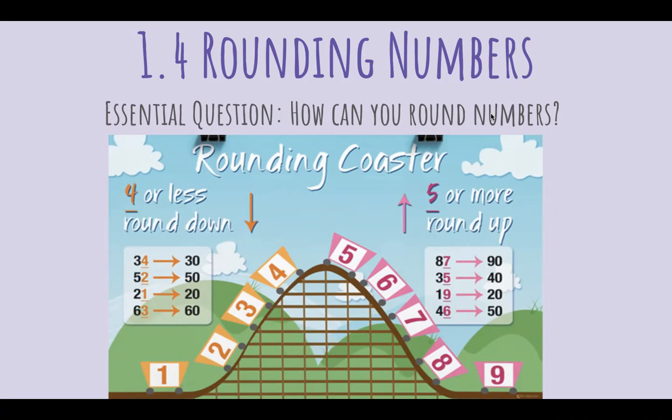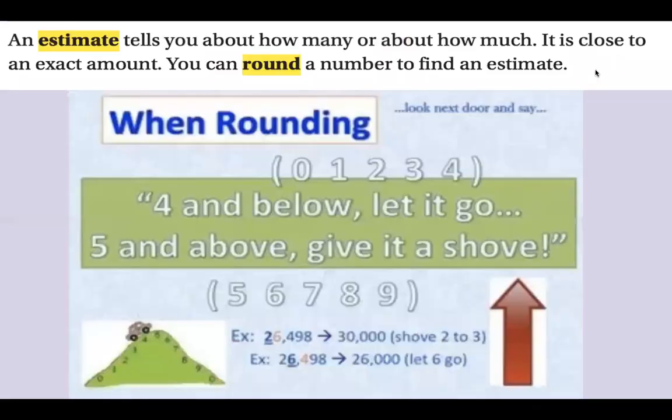If I had to figure out roughly how much a number is, I could round up if it's closer to the higher number, or I could round down if it's closer to the lower end of the number. We'll talk about that more in a second. So thinking about how we estimate, an estimate tells you about how many or about how much. It is close to an exact amount, and you can round a number to find an estimate. So when you're rounding something, you're estimating about how much that number is.